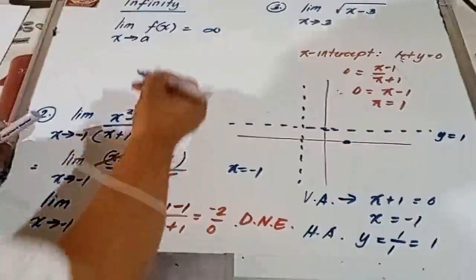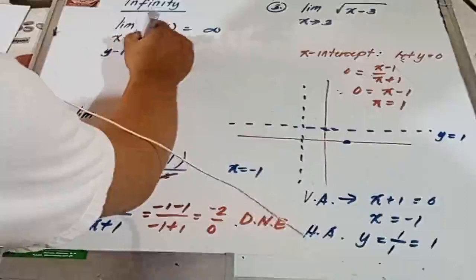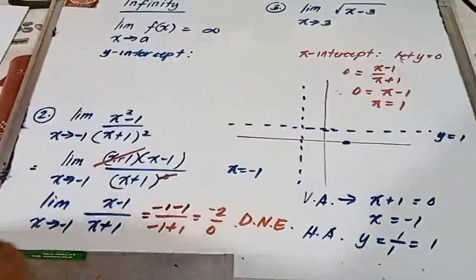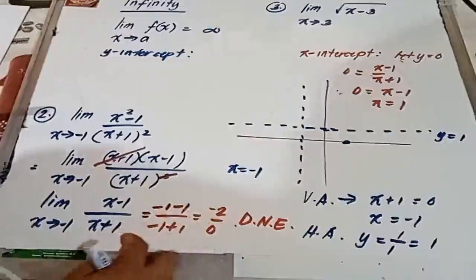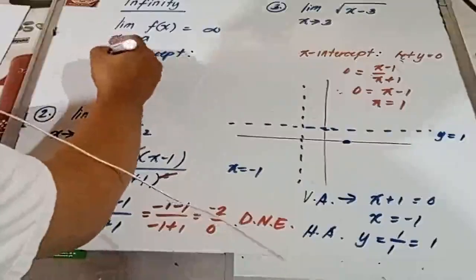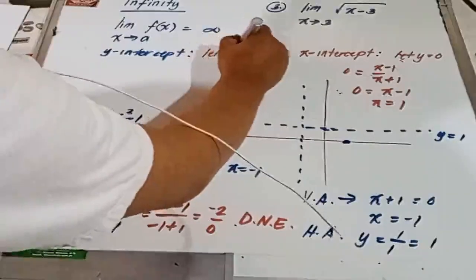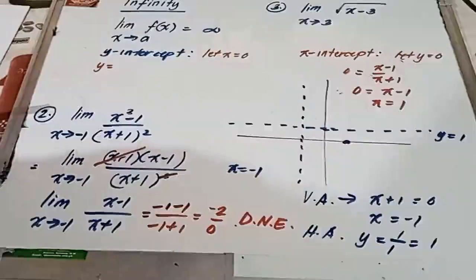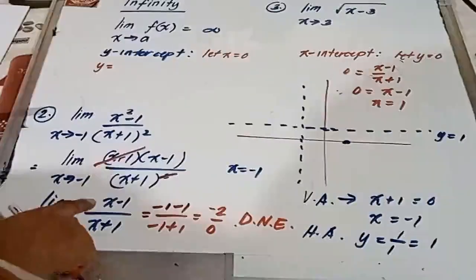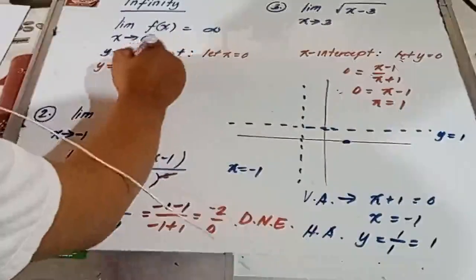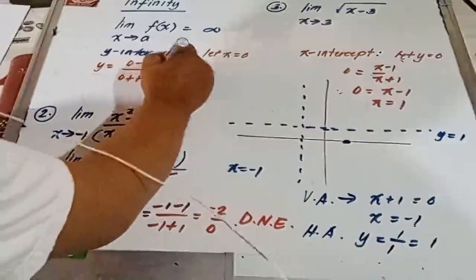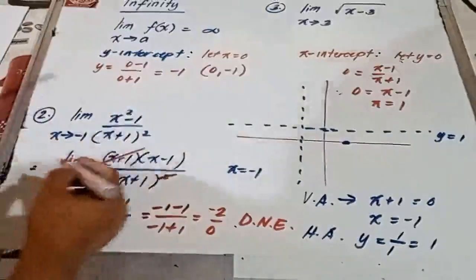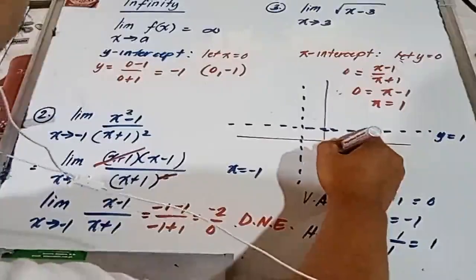Para sa y-intercept. By the way, kaya mabilis na ako mag-solve ng ganito ay naituro ko na to sa general mathematics. Okay? To solve for the y-intercept, we let x equal 0. So, we have y equals 0 minus 1 over 0 plus 1 equals negative 1. So, tatama siya sa 0, negative 1. So, dito, 0, negative 1 ito.